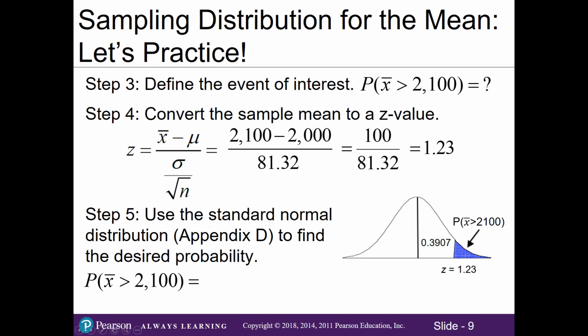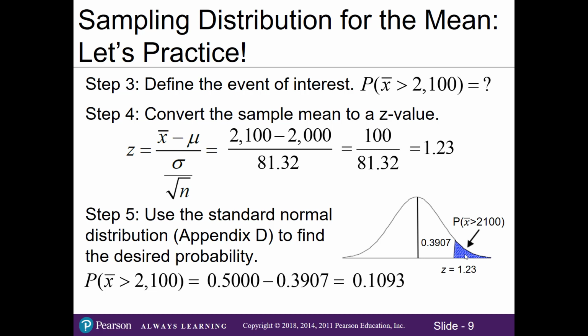Again, recall in Chapter 6, we know some things about this curve in that this half of the curve is worth 0.5. So if I know this half is worth 0.5, and according to my appendix, this piece of it is 0.3907, in order to get the shaded area, we'll have to subtract. So I'll take 0.5 minus 0.3907 from our appendix, and the probability of our shaded area is 0.1093, or a 10.93% chance that our sample mean will be greater than 2,100.